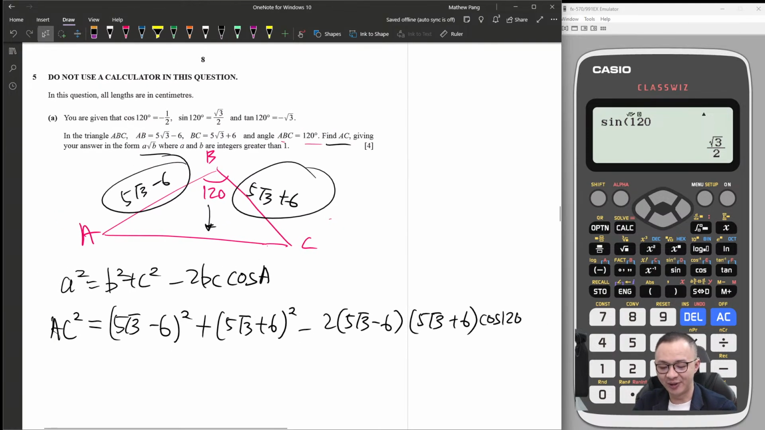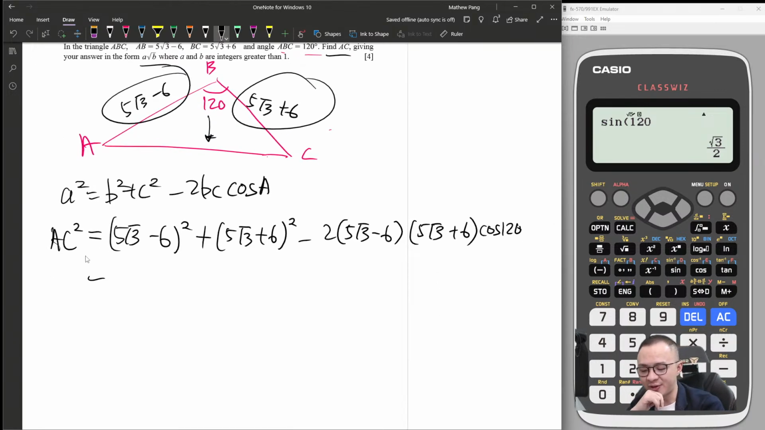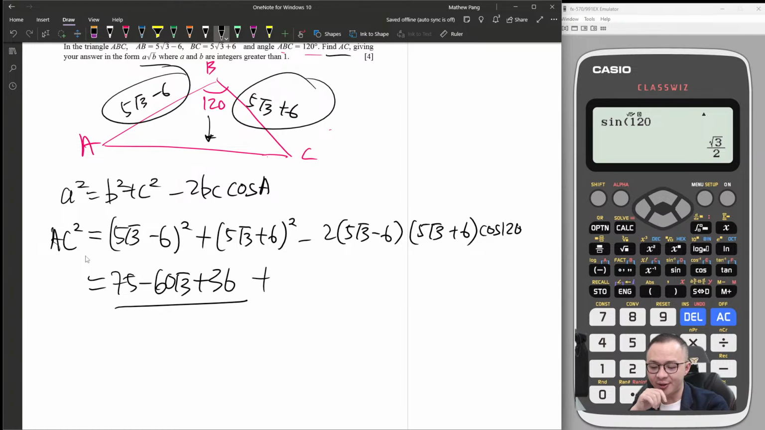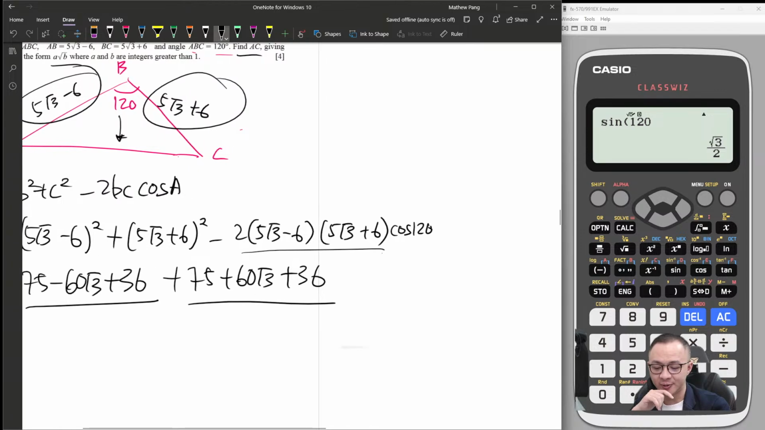Let me zoom out a little bit. Okay, later only I square it. So I need to solve this one first. 5√3, we square this one, we should get 75, minus 60√3 plus 36. Okay, done the first bracket. The second bracket has the same thing: 75 plus 60√3 plus 36. Done the second bracket. Now we go to the third one.